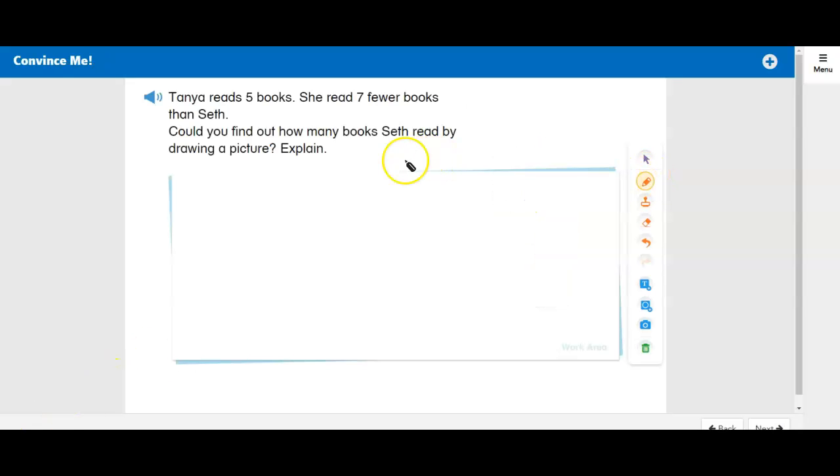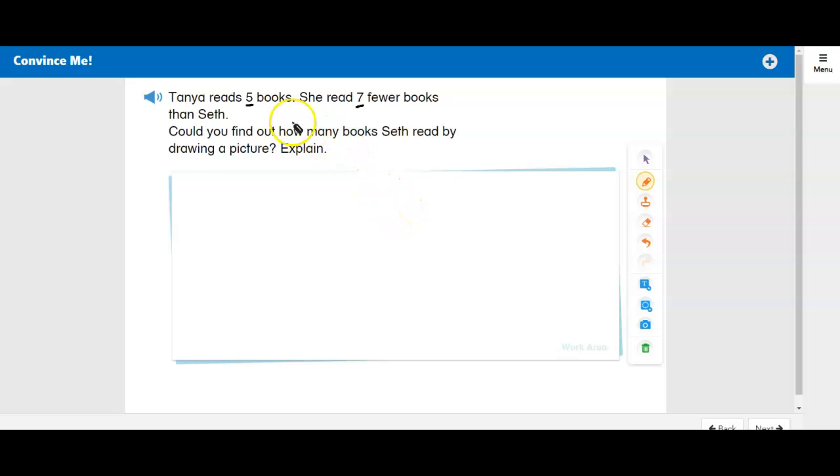So our Convince Me section on page 138 says, Tanya reads 5 books. She read 7 fewer books than Seth. Could you find out how many books Seth read by drawing a picture? Explain. What do you think, class? Do you think that we could draw a picture to solve our problem? I think so. So here's what we could do. Let's see if we can make this picture together.